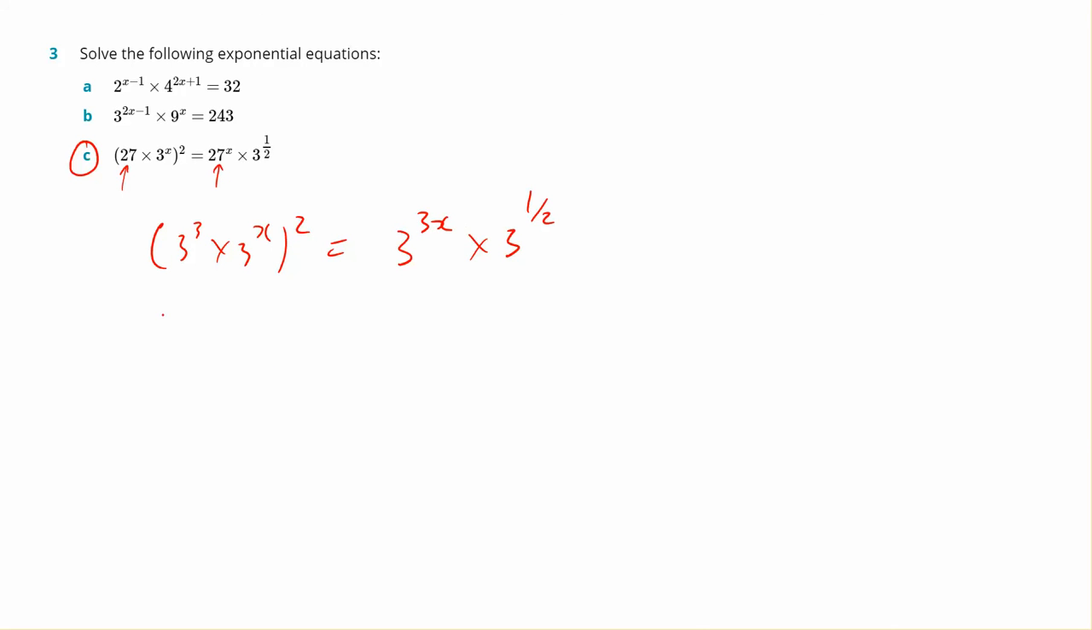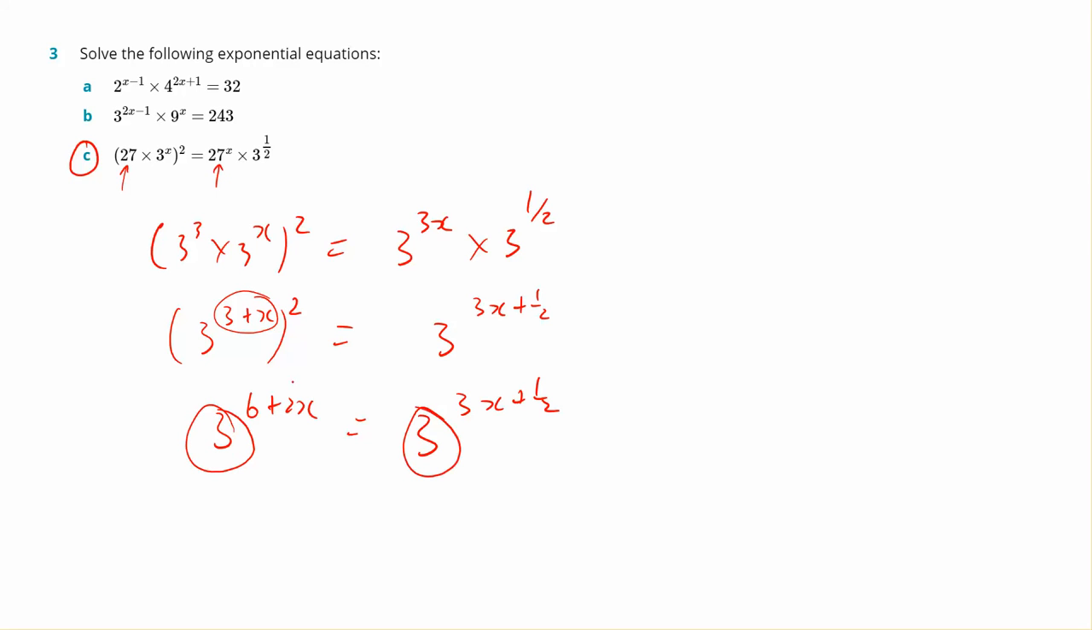Now they're all to the base 3, so you can combine them. So this is 3 to the power 3 plus x, all to the power 2, that's 3 to the 3x plus a half. Now I'm going to multiply this by 2, because that whole thing's a power. So that's 6 plus 2x equals 3x plus a half. Now, because these bases are the same, I can compare the powers, so I can equate the powers. So 6 plus 2x equals 3x plus a half.